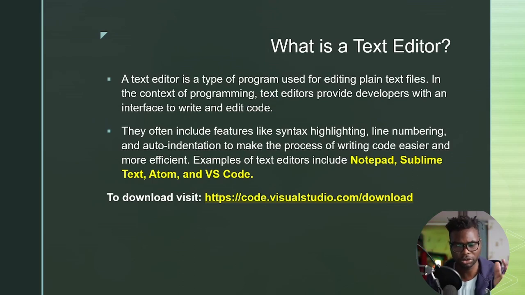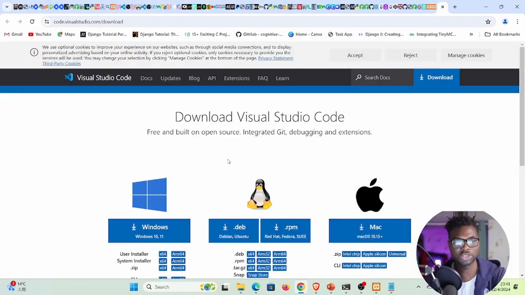And so examples of text editors include Notepad, Sublime Text, Atom, and Visual Studio Code. And so the one that I recommend in this tutorial is Visual Studio Code. And for you to download Visual Studio Code, you have to go to this link right here, visit this website, code.visualstudio.com. I'll click on this link. It will take me to this web page right here.